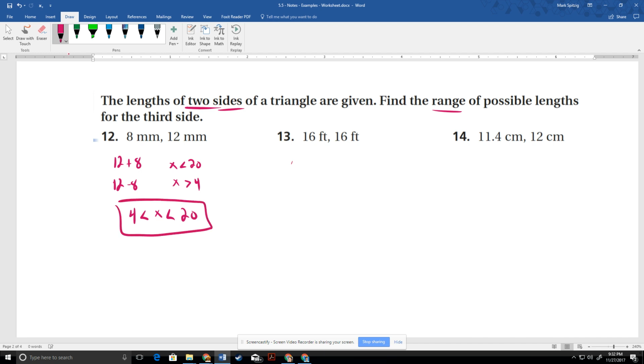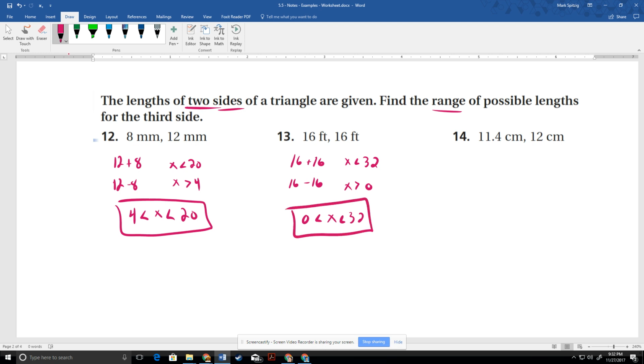And so in this case, we have 16 and 16. And 16 minus 16, right? So we find the upper limit, it's just got to be less than 32, but it also has to be bigger than 0. So we know 0 is less than x, which is less than 32. That's our range right there.